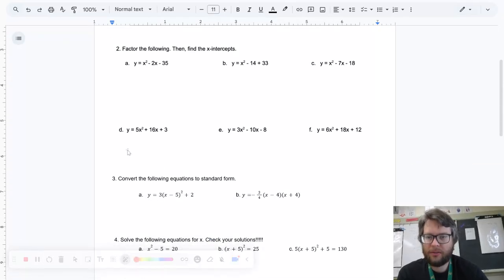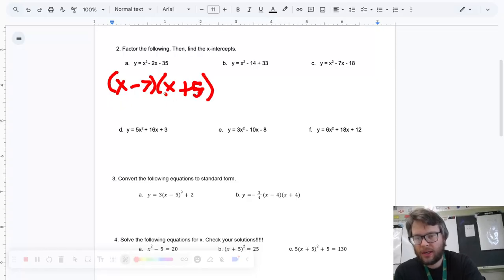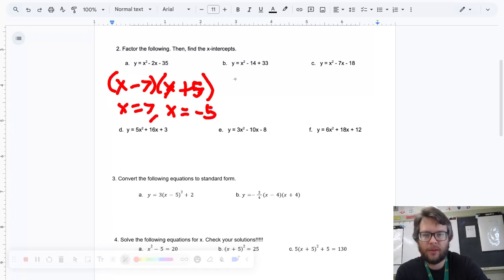Okay. Factor the following, then find the x-intercepts. I know that this factors to be x minus 7 times x plus 5. I know that because negative 7 times 5 is negative 35. Negative 7 plus 5 is negative 2. So my x-intercepts are positive 7 and negative 5.